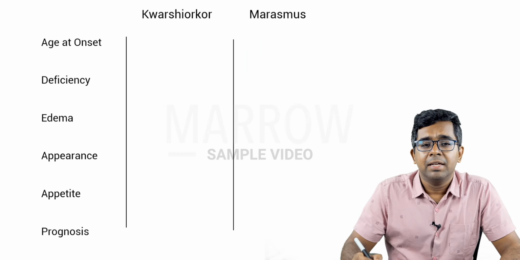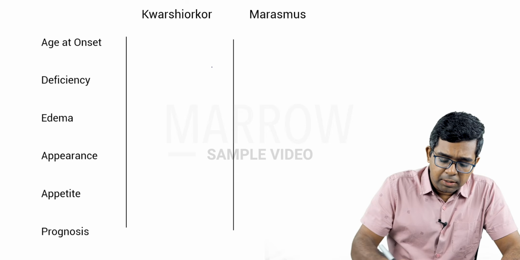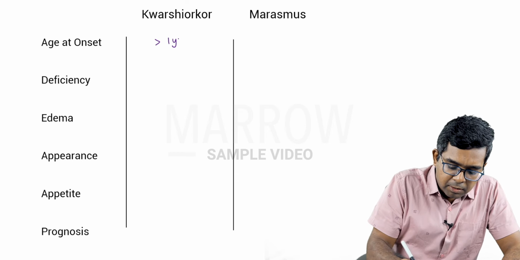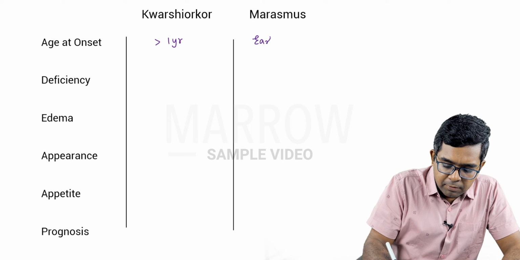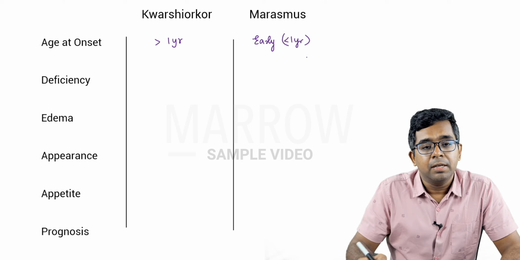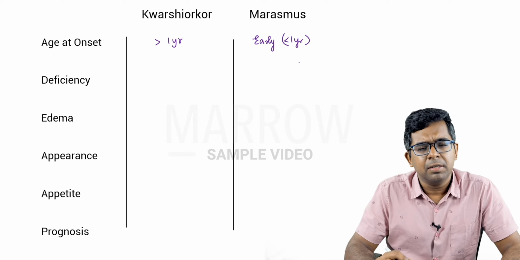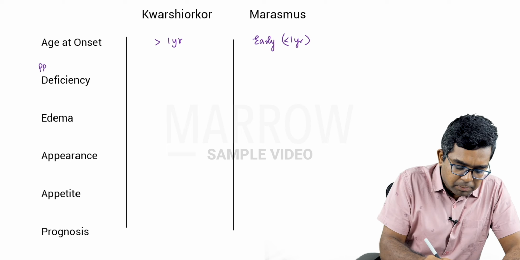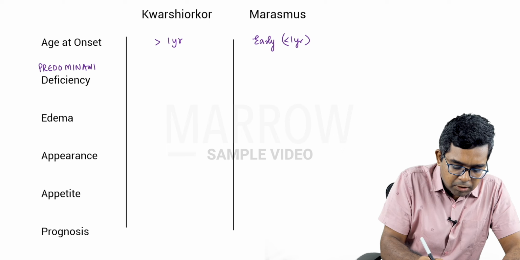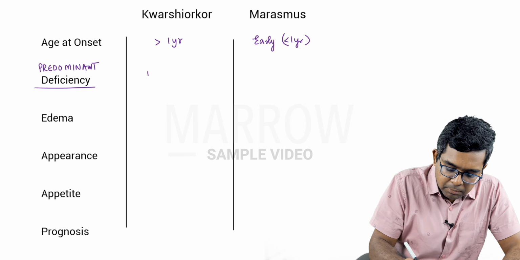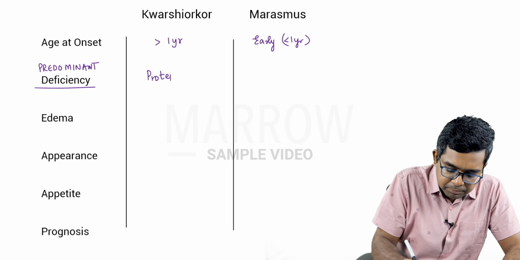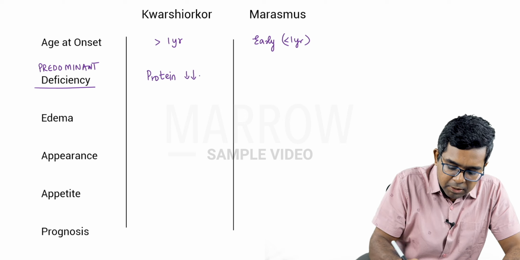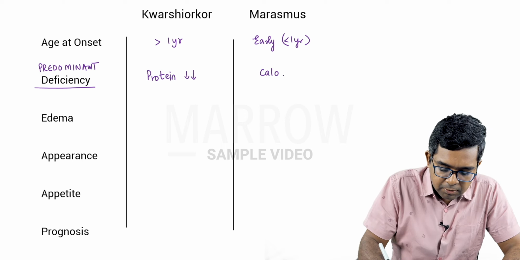Now, talking about the age at onset, kwashiorkor is after the age of 1 year. Marasmus is early onset. Within the age of 1 year itself, it's going to start. Then about the nutrient deficiency, remember it's a general deficiency of all the nutrients, but we talk about predominant nutrient deficiency. In kwashiorkor, it is predominantly protein deficiency, and in marasmus, it's more of calorie deficiency.